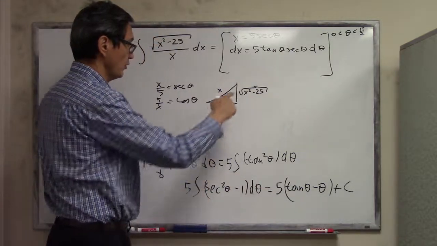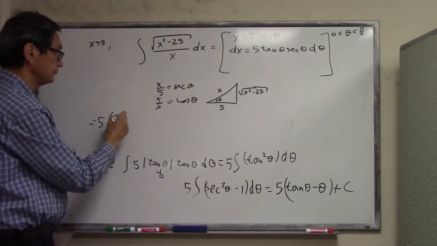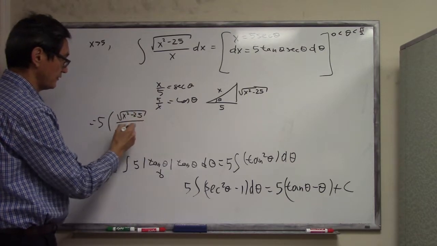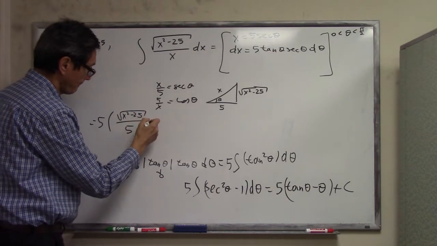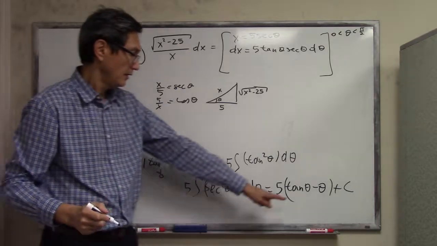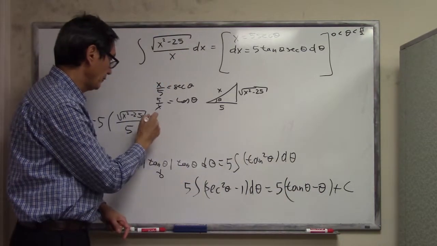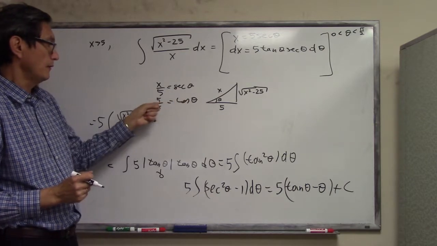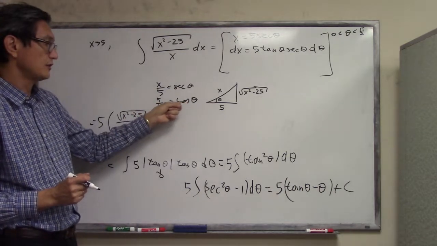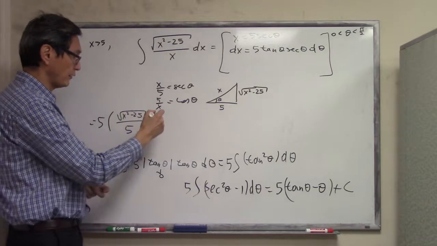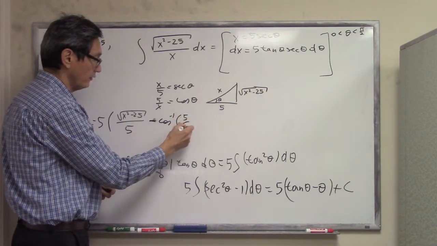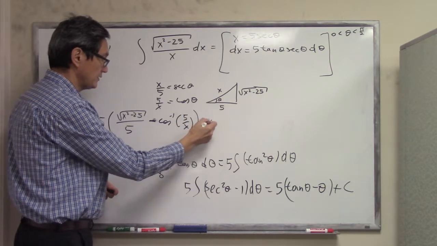tangent theta, which is opposite over adjacent: the square root of x squared minus 25, adjacent is 5. Minus theta, which comes from this angle: cosine theta equals 5 over x, so theta equals cosine inverse of 5 over x, plus c.